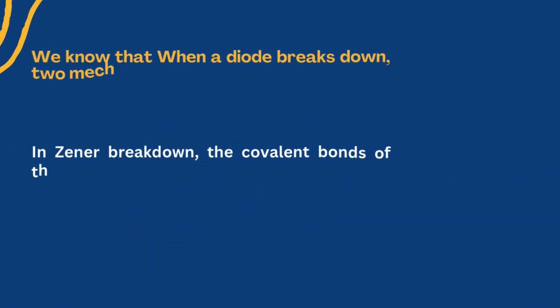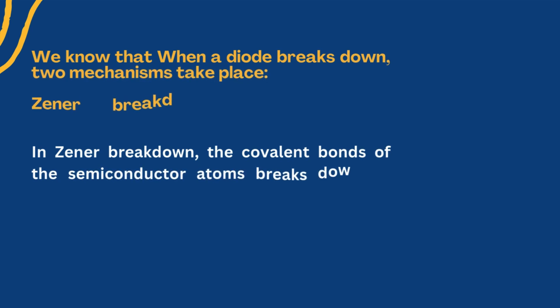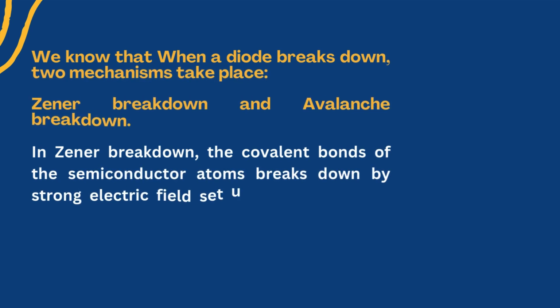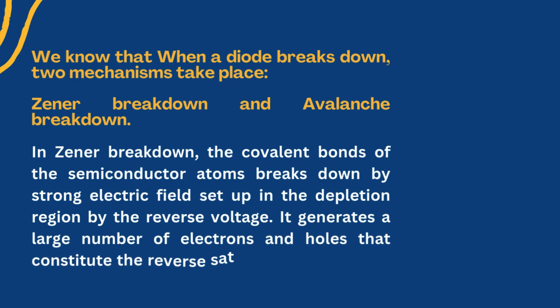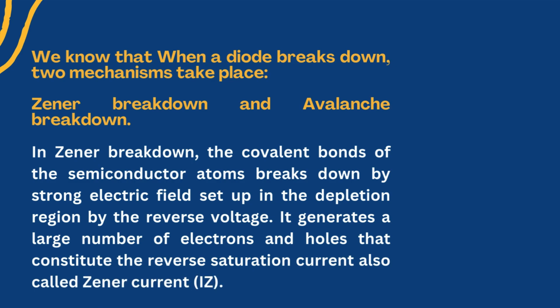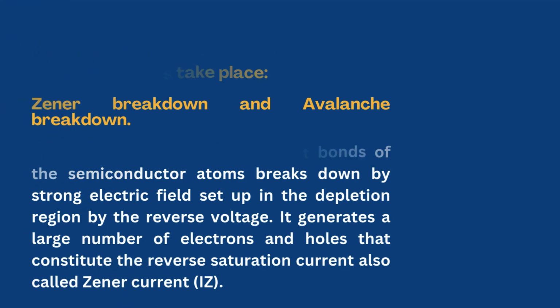We know that when a diode breaks down, two mechanisms take place: one is Zener breakdown and the other is avalanche breakdown. Zener breakdown takes place in the Zener diode, and in this breakdown the covalent bonds of the semiconductor atoms break down by a strong electric field set up in the depletion region by the reverse voltage. It generates a large number of electrons and holes that constitute the reverse saturation current called Zener current, and it is symbolized as IZ.